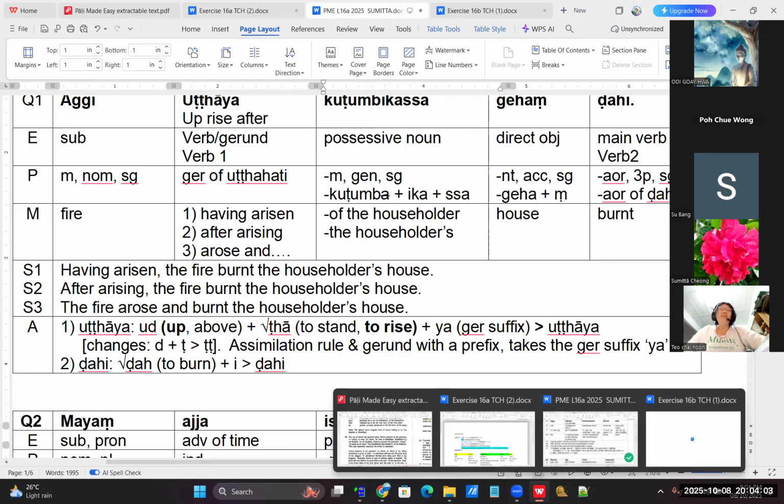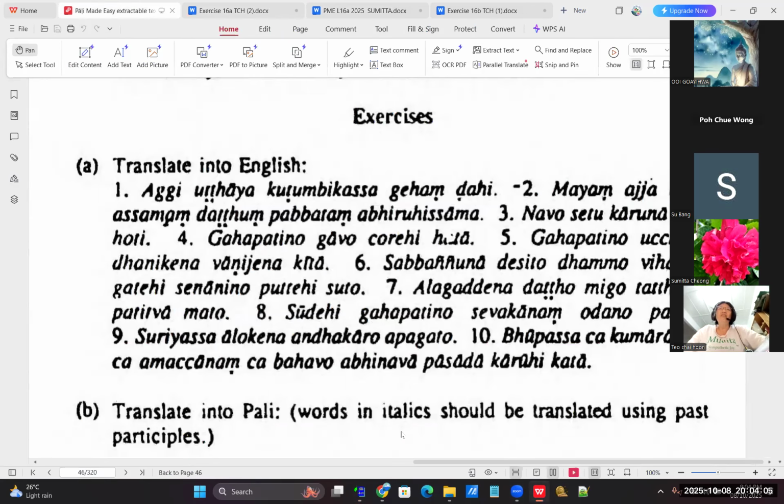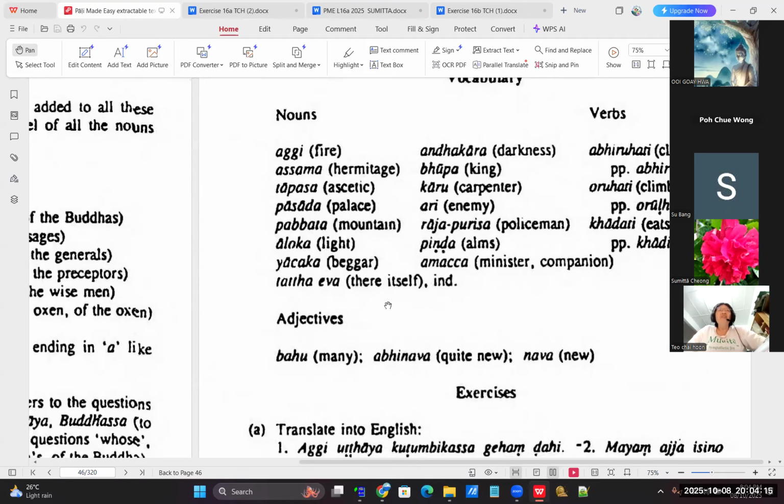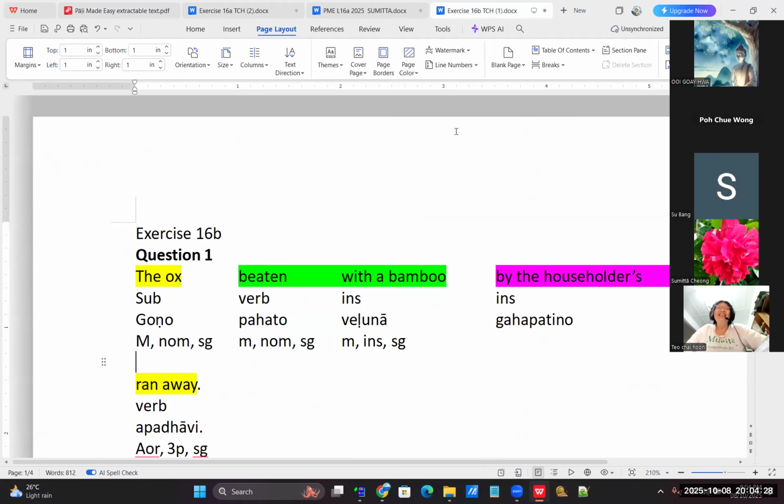Now, what is the meaning the Pali dictionary gives for Kutumbaka? Where is it? Is it here? Not here? Where do we see Kutumba? Not sure from where. Not shown. Okay, so it's okay if you want to put this as rich man's family.